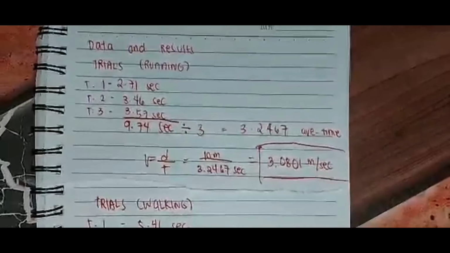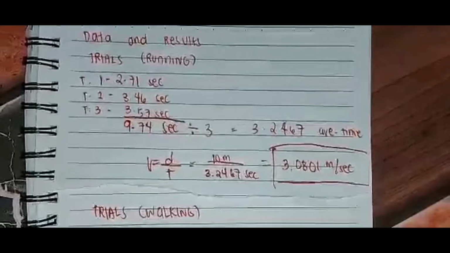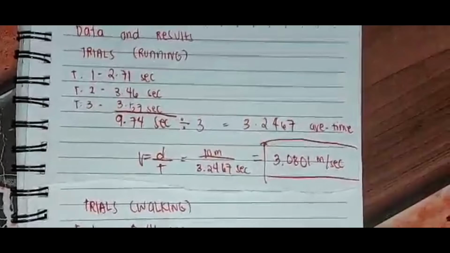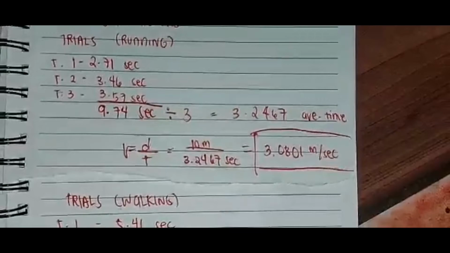So for now, we're going to solve what we have determined earlier. So here are the trials for running. 2.71 seconds for trial number 1. For the second trial is 3.46 seconds. And the third trial is 3.57 seconds. In total, it's 9.74 seconds. So we will divide it by 3 to get the average time. So the answer is 3.2467 seconds. So we're going to solve for the speed.